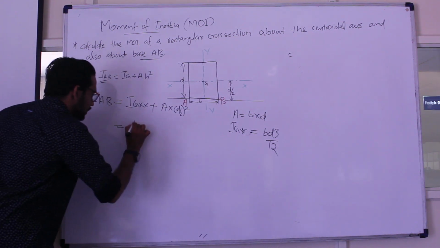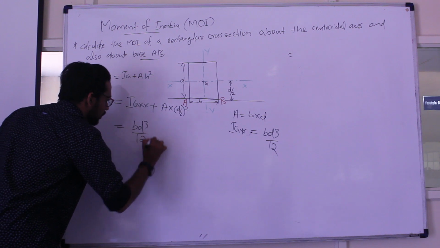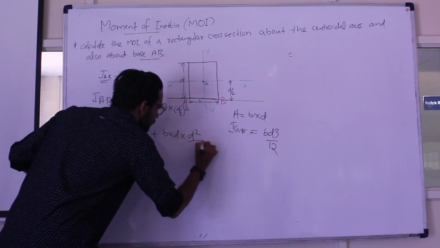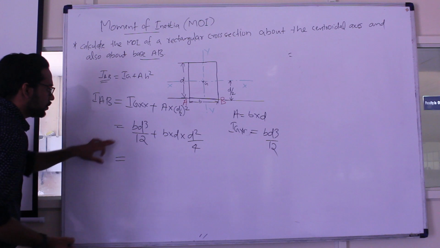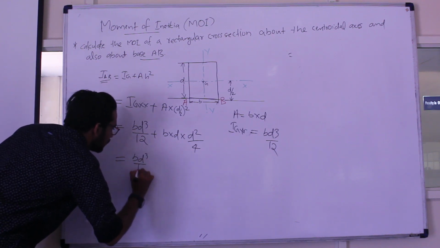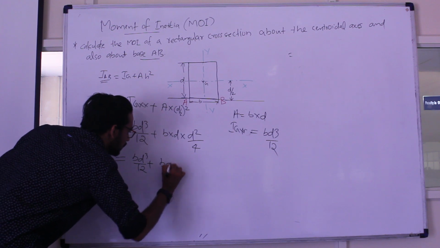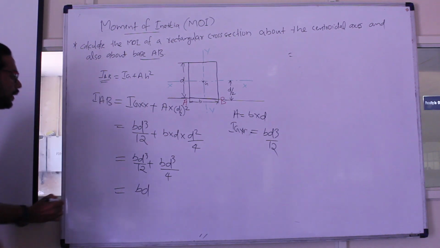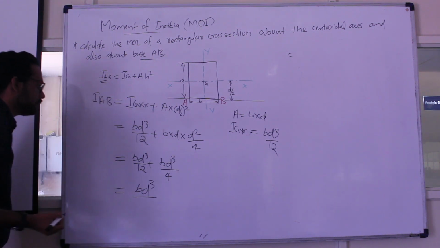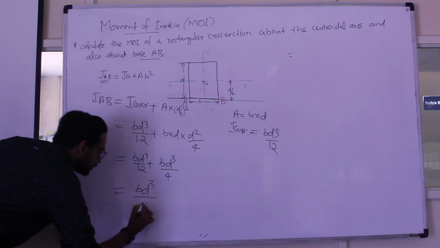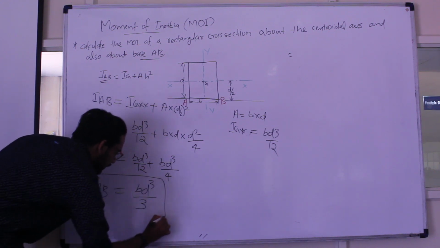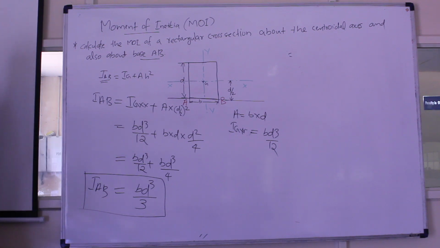So substituting the values, it is bd cube by 12 plus b into d into d square by 4. So it is bd cube by 12 plus bd cube by 4. So this becomes bd cube by 3. So this is IAB, the moment of inertia of the rectangular section about the base AB, which is bd cube by 3. Okay, thank you.